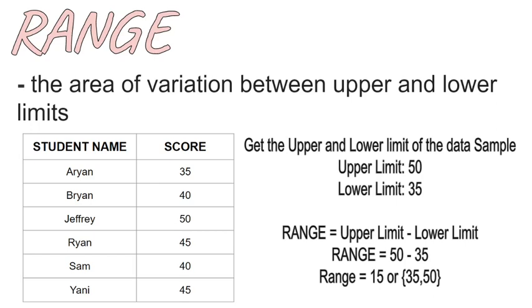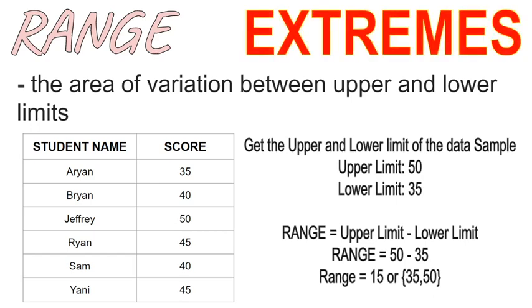So if you want to know the range for these scores that you see, what you have to do is simply subtract the upper limit and the lower limit. So you'll be able to get the range, and in this example, the range is 15. The range is from 35 to 50. Okay, so that is basically the range. So just remember, when you hear the word range, we are talking about extremes or limits. Okay, so range, extremes.